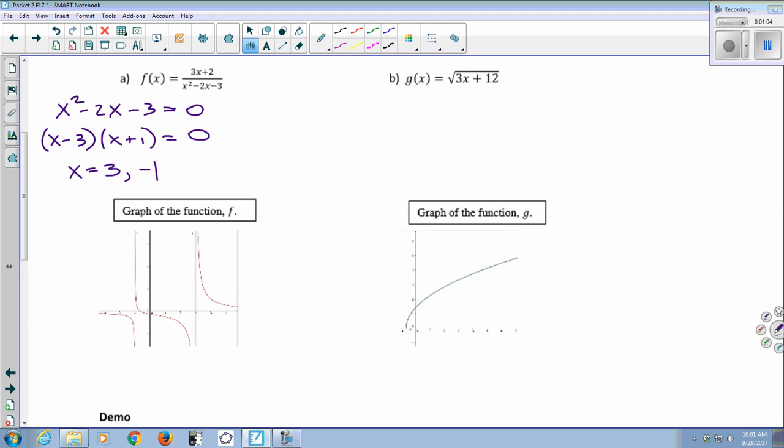So I would describe this domain as the set of all x's such that x does not equal 3 or negative 1. And you might notice that in the graph of this function f, we have what's called a vertical asymptote at 3 and another vertical asymptote at negative 1.